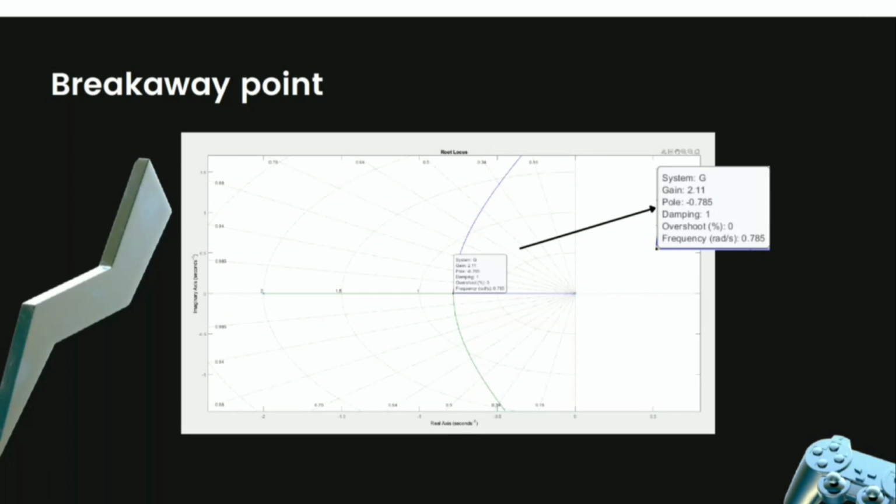Next, the Matlab code indicates that the breakaway point for the system is -0.785. This breakaway point represents a critical value of the gain parameter at which the poles of the closed loop system begin to separate on the root locus plot. It signifies a significant change in the system's stability and behavior as the gain parameter is varied.